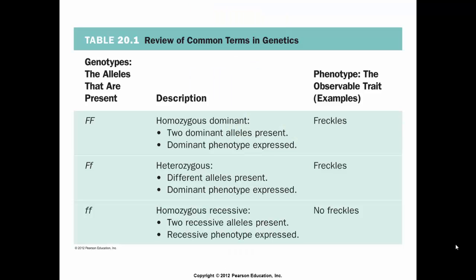This is a breakdown of the table that you can find in your textbook, showing that homozygous dominant is represented by two capital letters, a heterozygote by a capital and a lowercase letter, and homozygous recessive by two lowercase letters. In this case, it designates F for freckles.